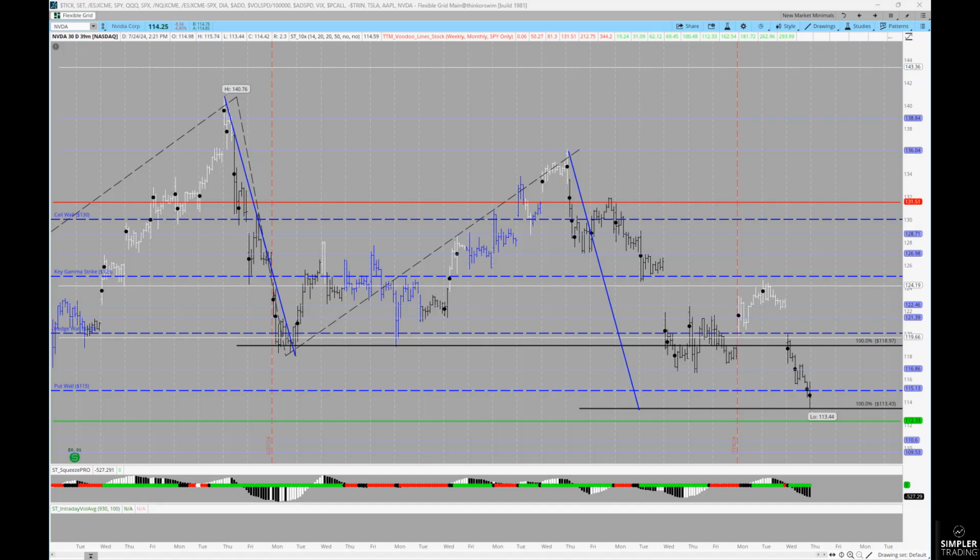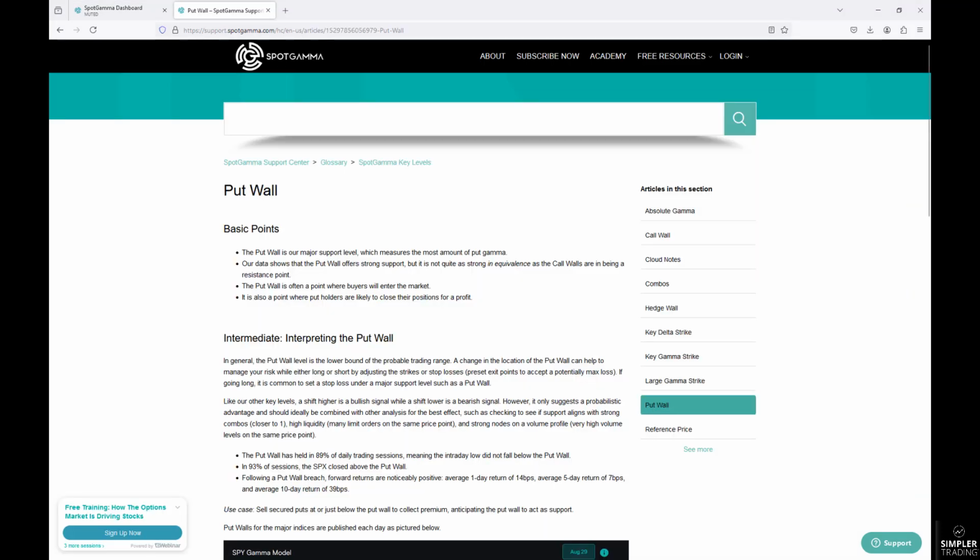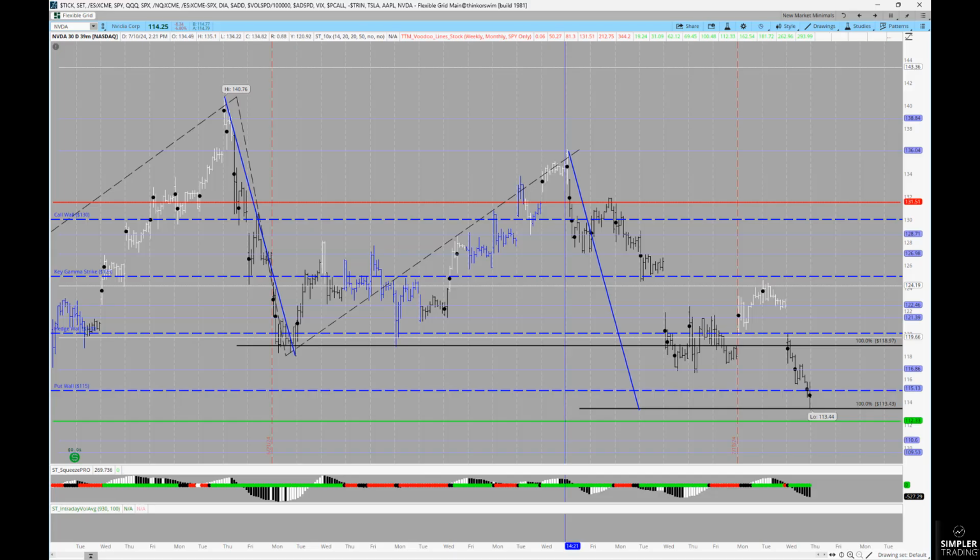I take that perception of pattern and then add it into the work that my buddies over here at SpotGamma do. So you notice in NVIDIA, they work to analyze the options complex, which the derivatives are a huge part of what drives today's market. Then you see where that put wall is sitting at 115. Okay, what is the put wall? The put wall is often a point where buyers will enter the market and where put holders will monetize their positions. So to me, when I look at the pattern, when I look at the options complex, and all of that is pointing to 115, I think you see a bounce there.